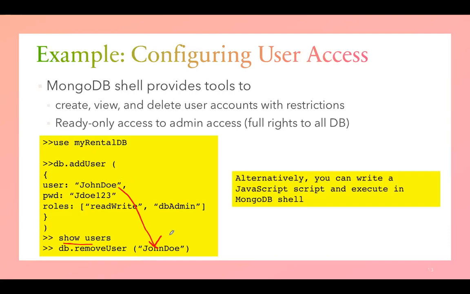Alternatively, you can write the JavaScript script and execute it in the MongoDB shell. It's up to you. But I would not recommend copy pasting this one in the server. I would like to organize everything in a script, and then run the JavaScript on the MongoDB shell rather than typing line by line. Okay. Now let's move on to the connection object.